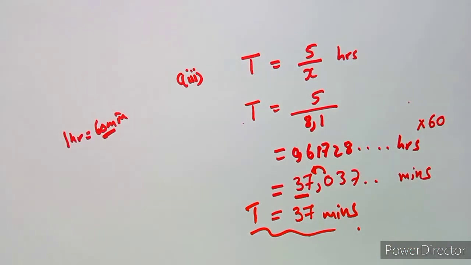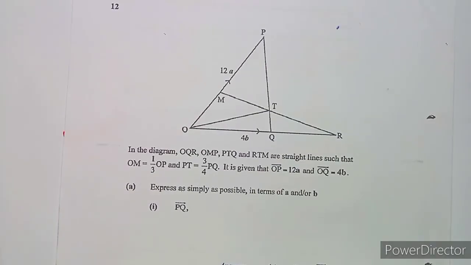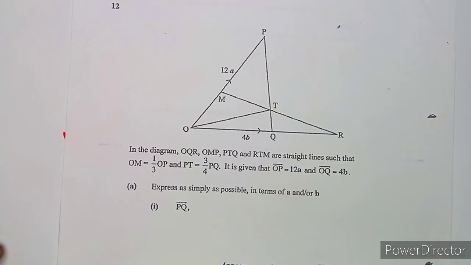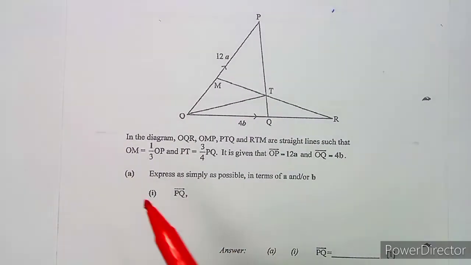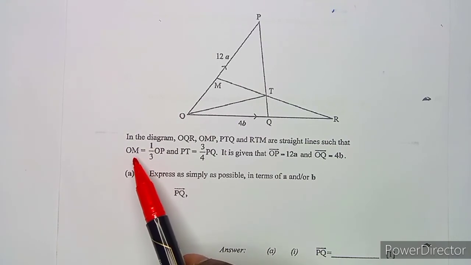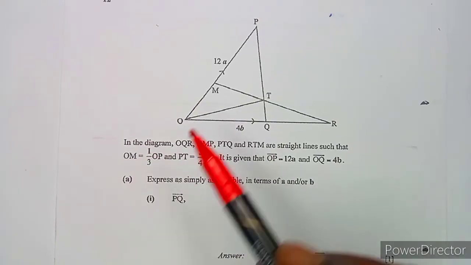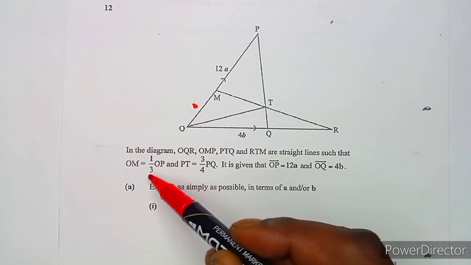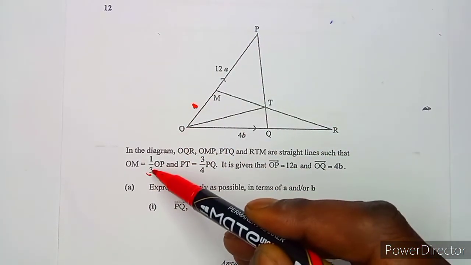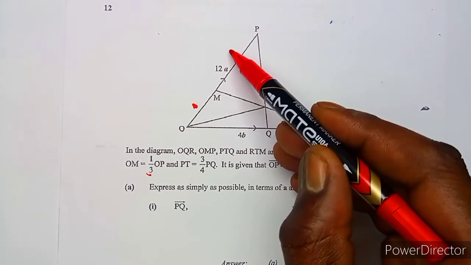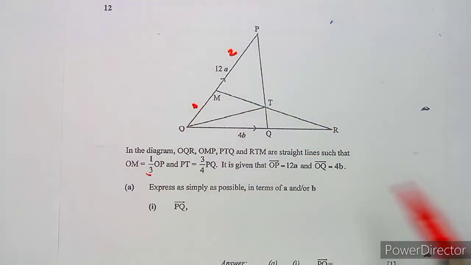Okay, that was it. And last part, which is number 12, it was actually a vector, and we are given a triangle, and all these are straight lines, and OM here, take note of these ratios that we're given. OM is 1 over 3 of OP, so which means, it actually means that OM is 1 part here, and OP has got 3 parts from O to P. That's 3 parts, but we can see that here is 1, so which means we are going to be left with 2, because the whole of this line is supposed to be what? 3.